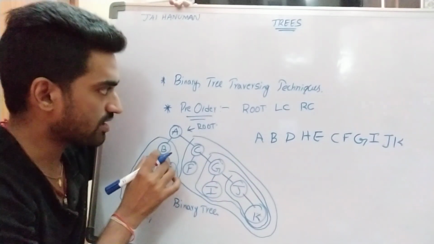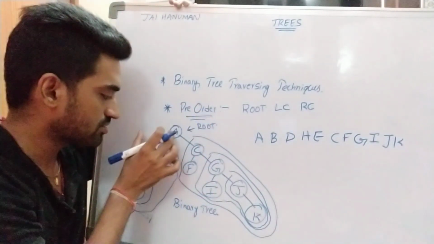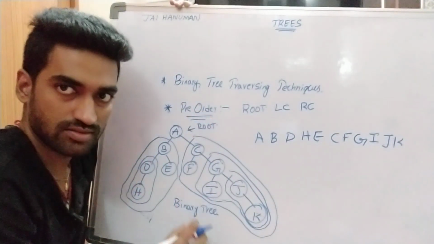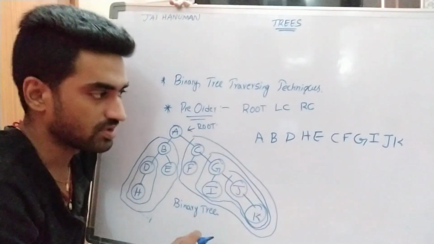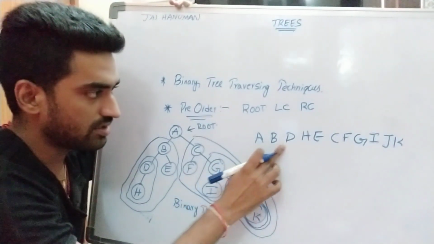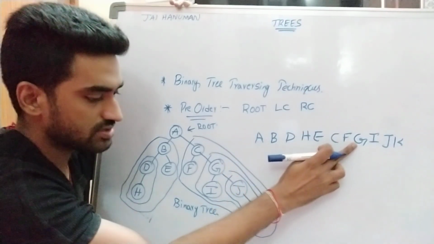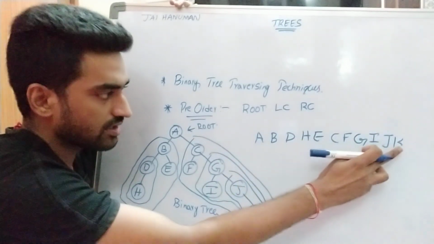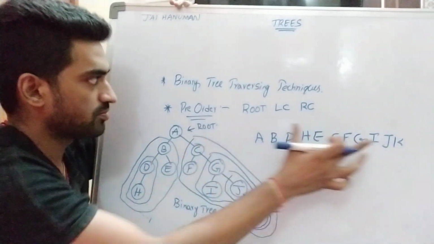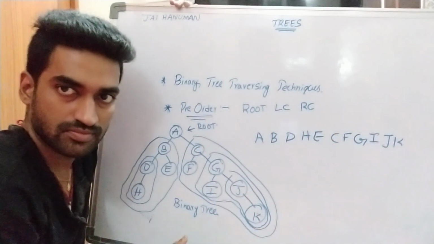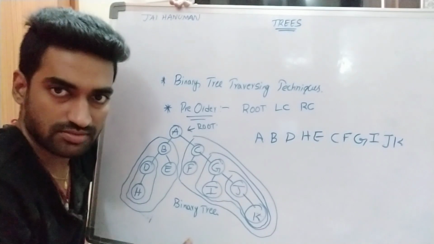So here we can apply the pre-order procedure for left child and right child, by dividing the subtrees, right? So A, B, D, H, E, C, F, G, I, J, K. So this is the pre-order format for this binary tree, right?